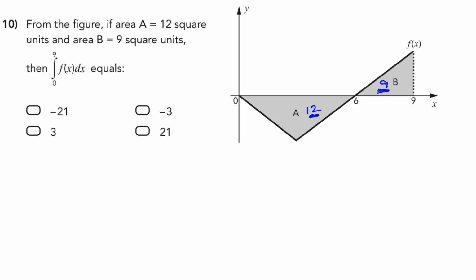Then the integral with the limits from 9 to 0 equals what? If you have area under the x-axis, it's always going to be negative. But because it is area, we make it positive. So in this question here, for the integral, we have to use negative 12 plus 9. Therefore, the answer is going to be B.